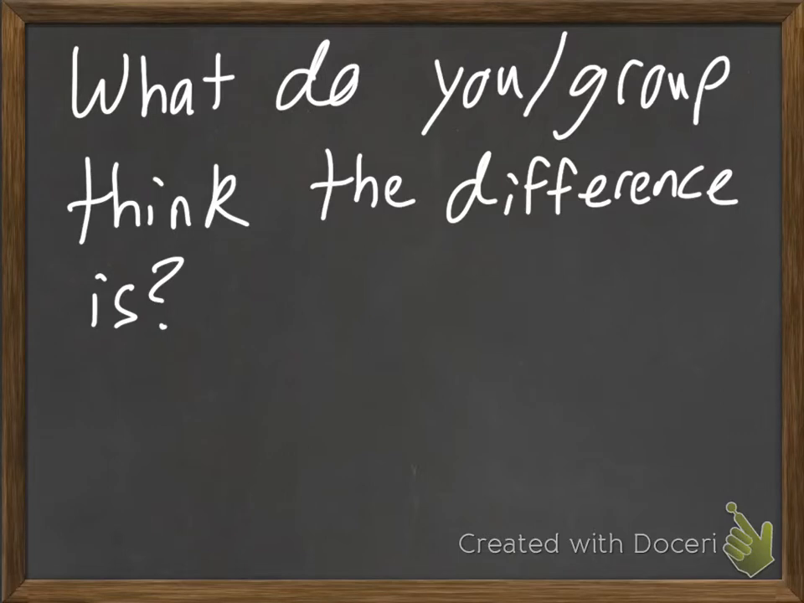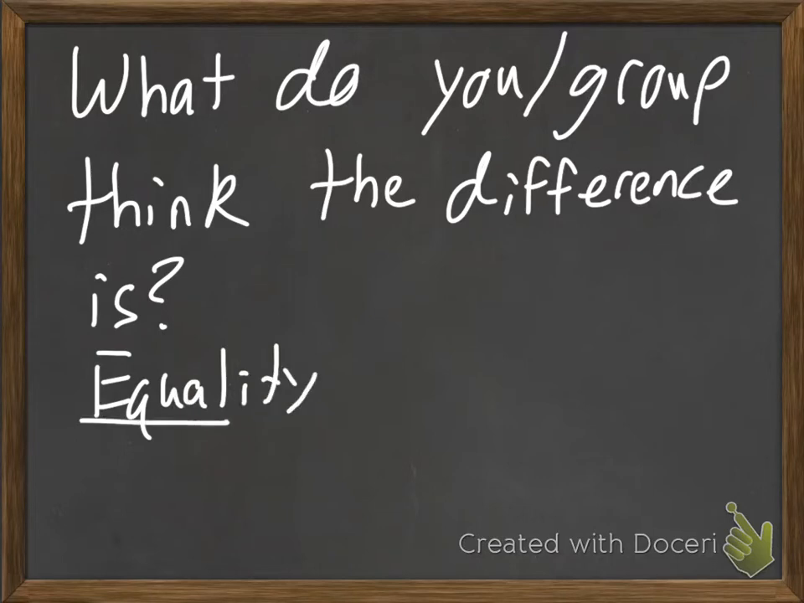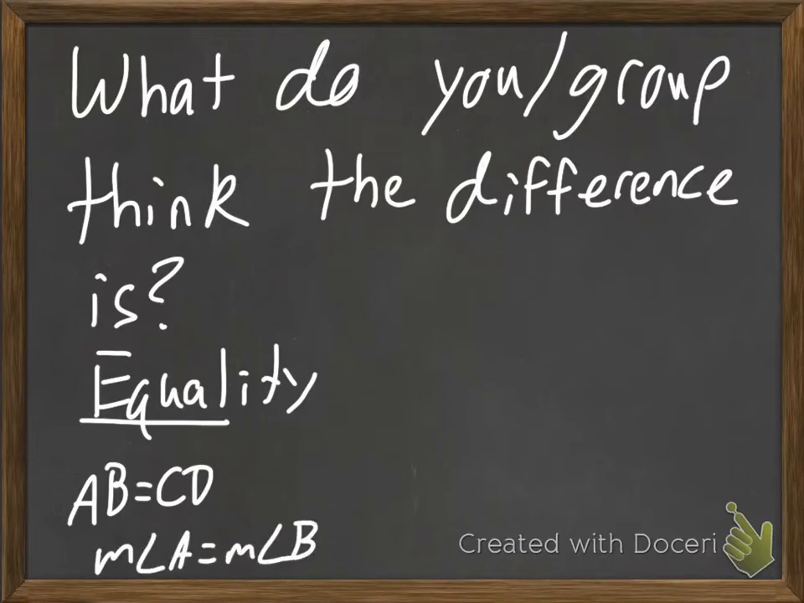Okay? The big difference between equality and congruence is the figures that are used. For equality, we need to look at the root word there. Equal. There's going to be an equal sign. So this is going to be with anything with an equal sign. Like our lengths have equal signs. Our measures of angles, those have equal signs. Equality deals with exact units and lengths.